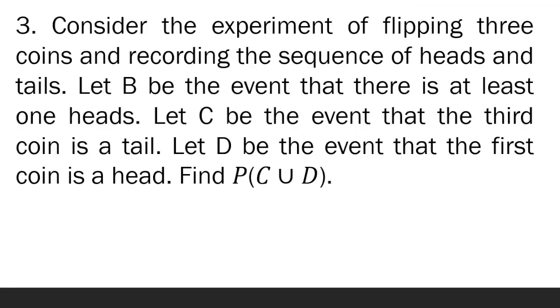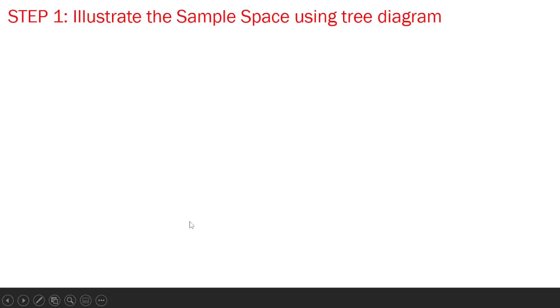Third illustrative example. Consider the experiment of flipping 3 coins and recording the sequence of heads and tails. Let B be the event that there is at least one head. Let C be the event that the third coin is a tail. And let D be the event that the first coin is a head. We have to find the probability of the union of getting the third coin as a tail or getting the first coin as a head or both. In answering the third illustrative example, first things first, we have to illustrate the sample space.